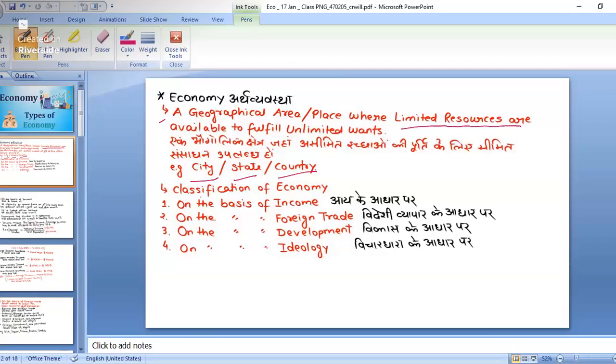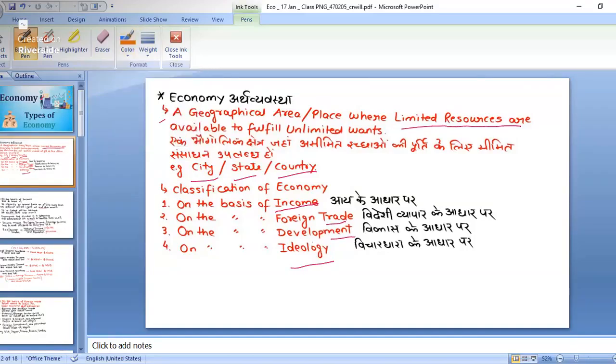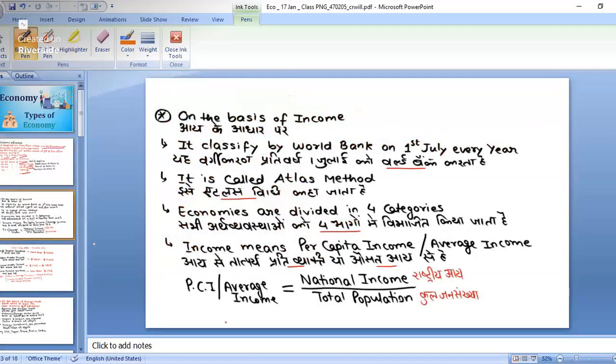Now on this, we have various classifications of economy. On the basis of various classifications, we are dividing economy into various types. What are all those bases? In that we are seeing income, foreign trade, development. On the basis of income, economy is divided into various types. On the basis of foreign trade, economy is divided into various types. Then on the basis of development, and then on the basis of ideology, economy is divided into various types. Here in this part, we will see the basis of income.